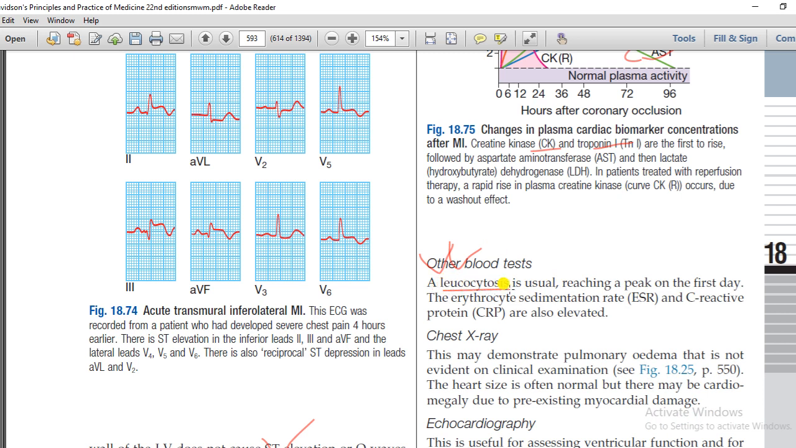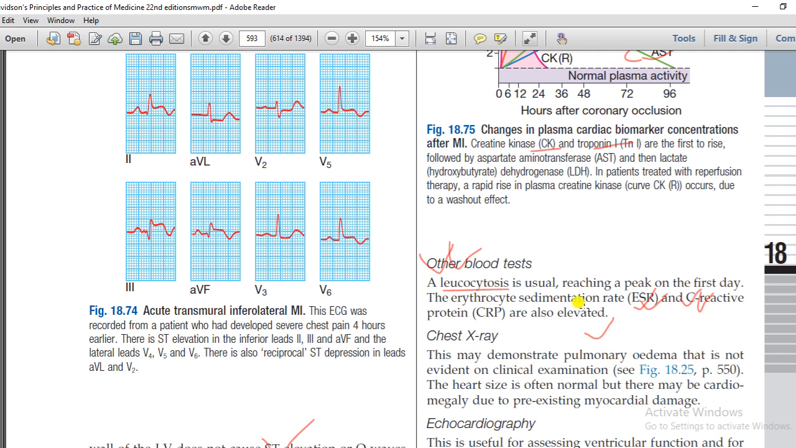Leukocyte count increases in case of myocardial infarction in the first day, ESR will obviously increase, and C-reactive protein is also elevated. Other blood tests that could be performed include leukocyte count, erythrocyte sedimentation rate, and C-reactive proteins, which are generally increased.